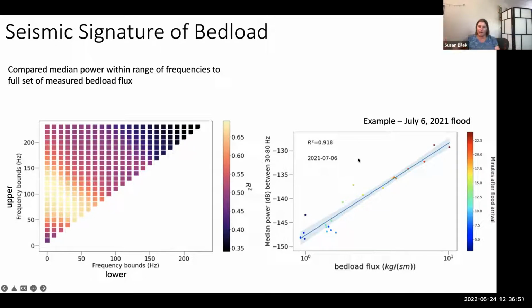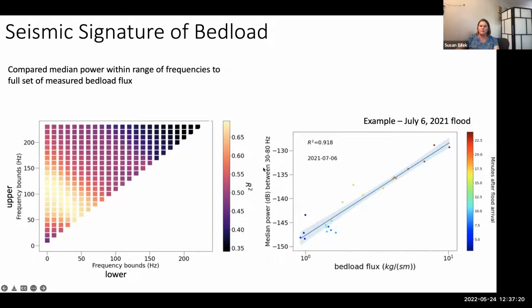What we've done is just aggregated all of the bedload data that we had and tested a range of frequency bands. And the result of that is shown here on the left. What we've narrowed this down to is focusing on the frequency range between 30 and 80 hertz as providing the best fit to the actual measured bedload flux data.